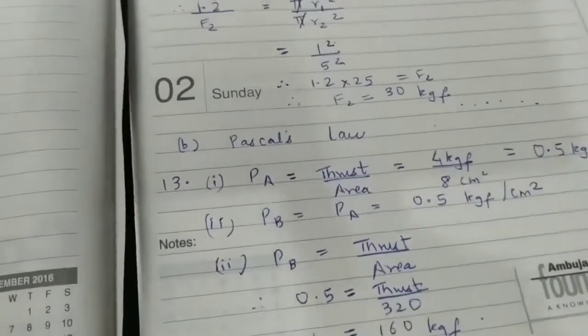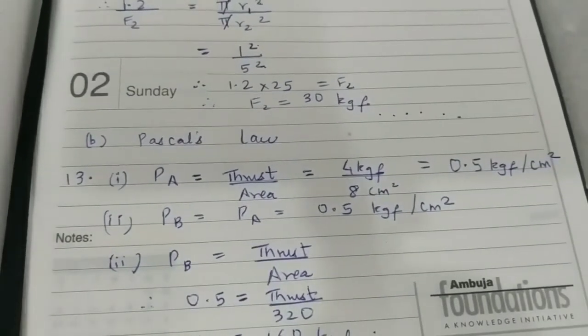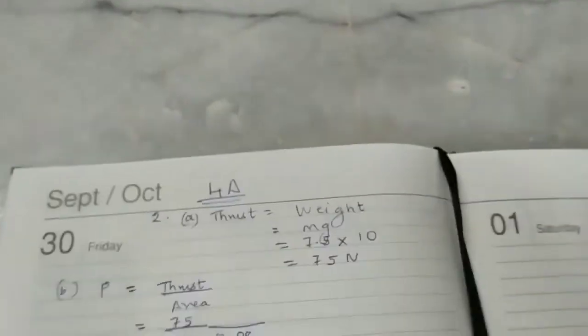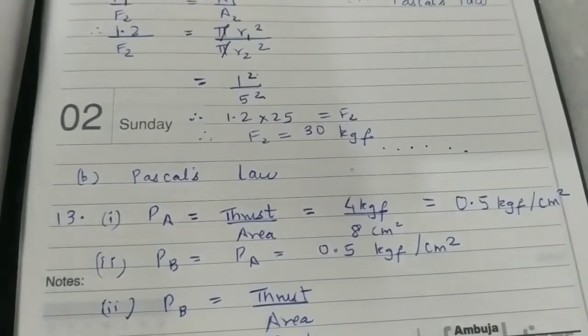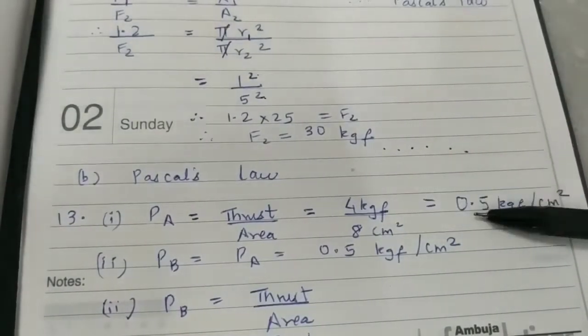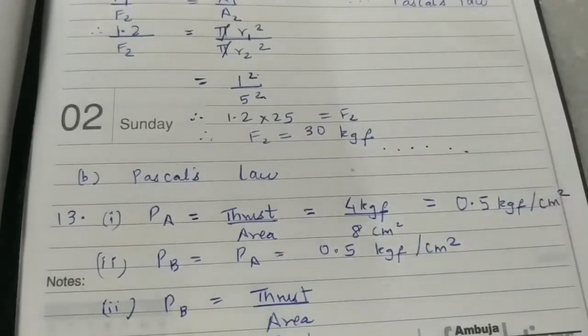So question number 1 is, what is the pressure on piston A? Well, pressure is thrust upon area. Thrust means the weight, and weight is 4 kgf. You see, if the mass is 4 kg, then the weight is 4 kgf. If they would have given the value of g, then we would have found the weight by the formula mg, like this. And assuming g as 10, then I would have said that the weight is 40 Newton. And I would have got the answer in 40 Newton per centimeter squared.